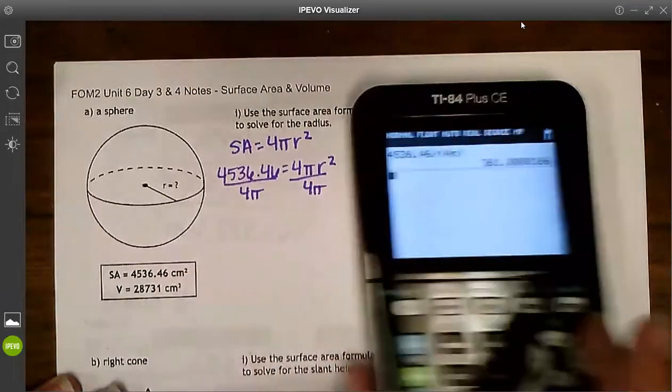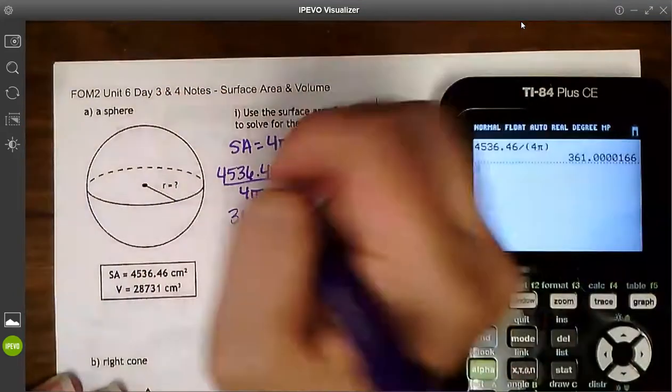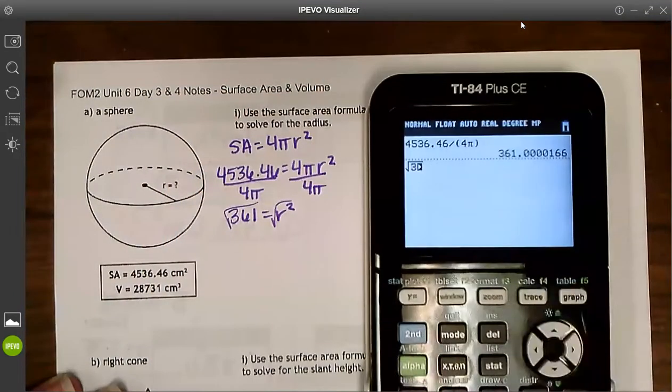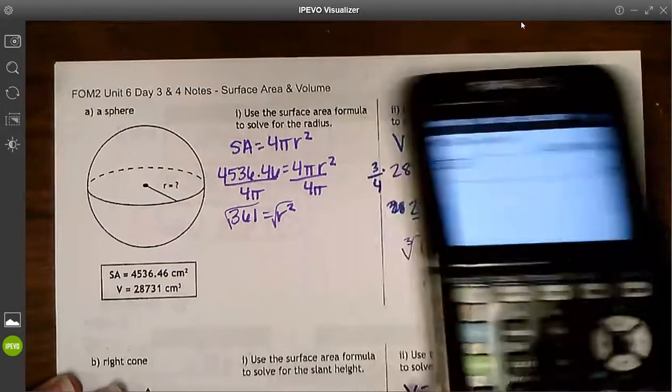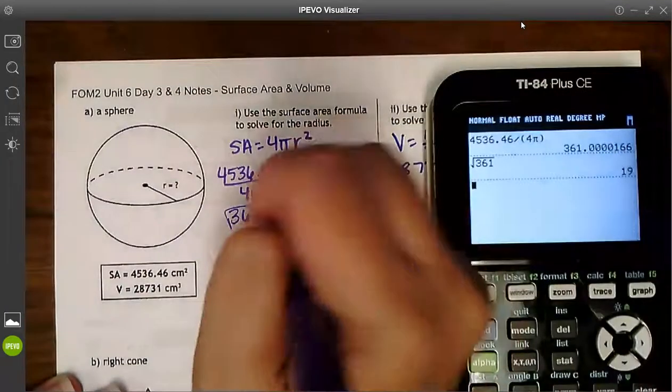And you get 361. To undo the squared, you're going to take the square root of both sides, and you get 19. And this is in centimeters.